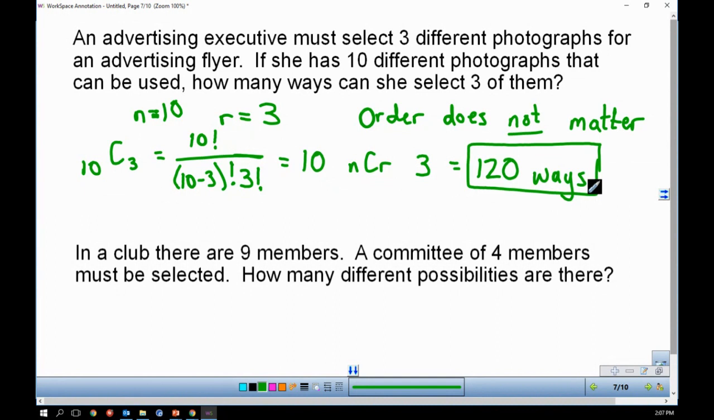Okay. Next one. In a club, there are 9 members. A committee of 4 members must be selected. How many different possibilities are there? Well, how many are we picking from? How many are we picking? And does order matter? No. So this is a combination.